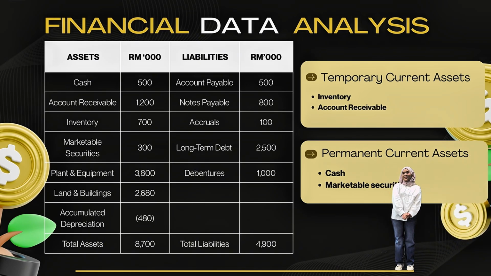Okay, so for working capital theory, we have temporary current assets and permanent current assets. For temporary, we have inventory and account receivables, and for permanent, we have cash and marketable securities.